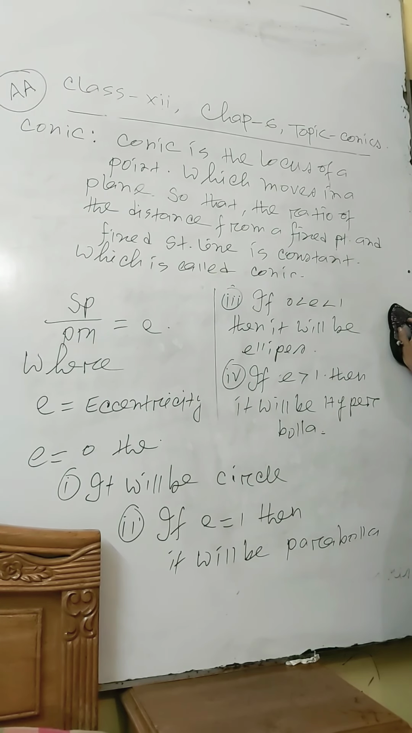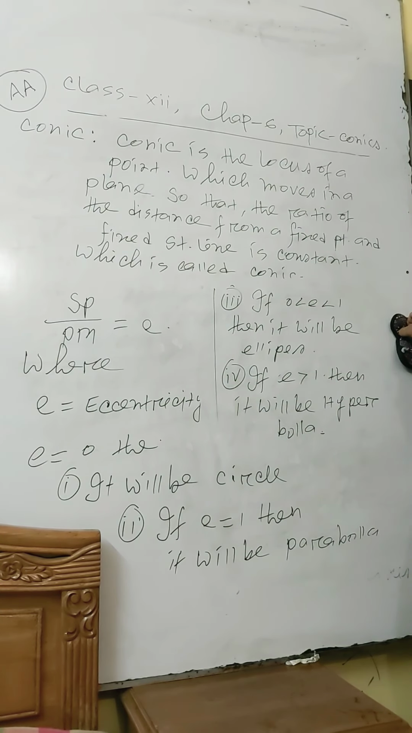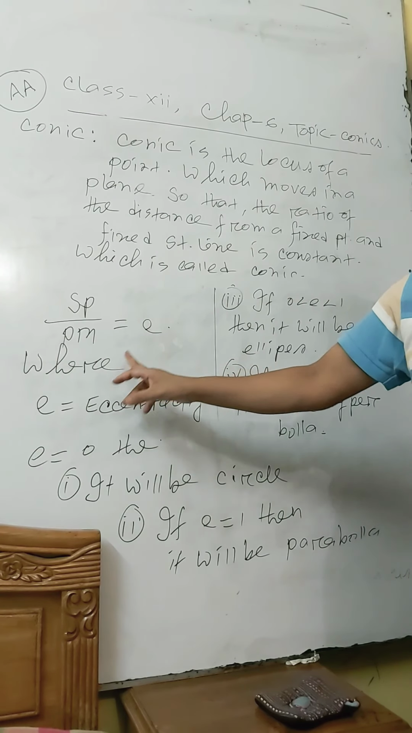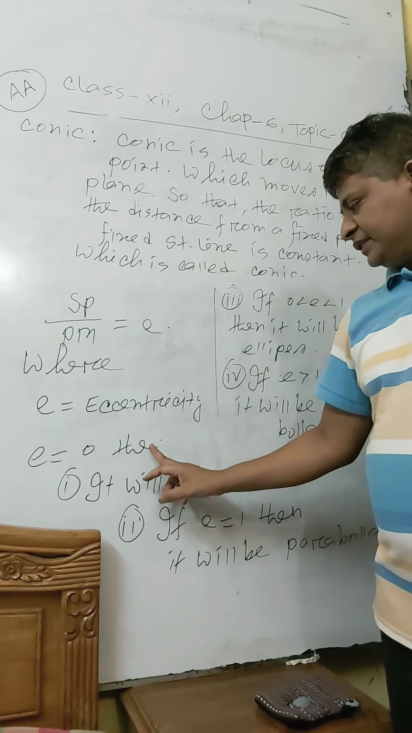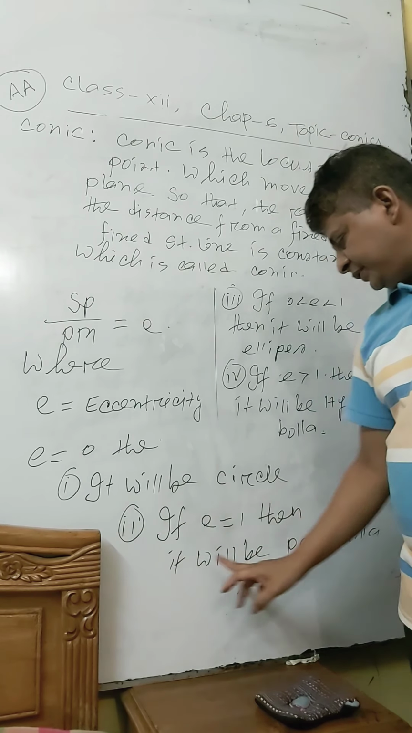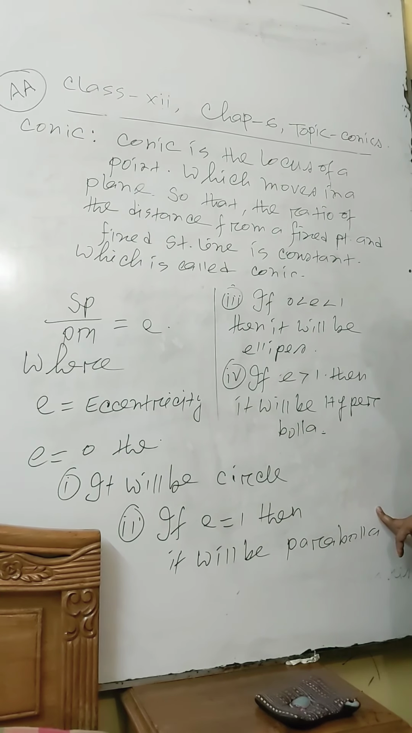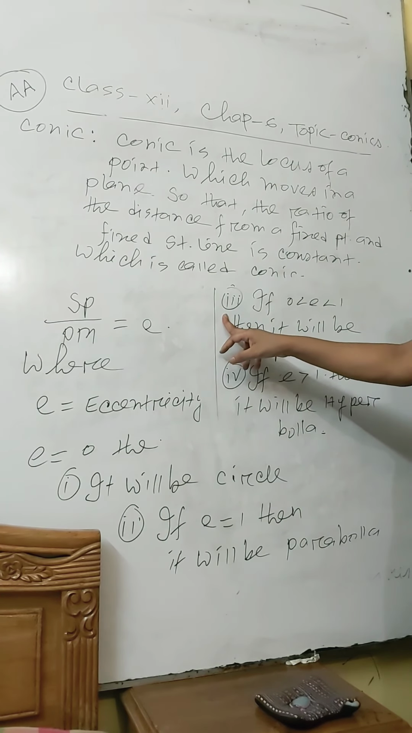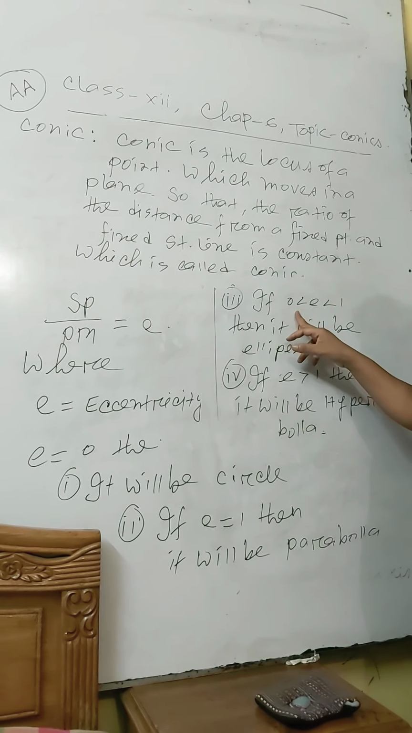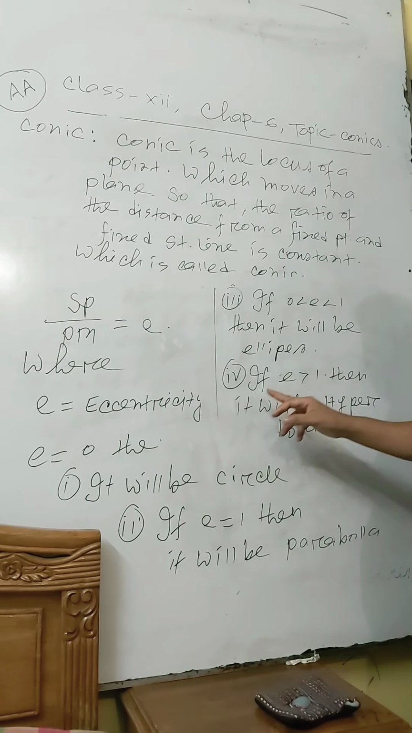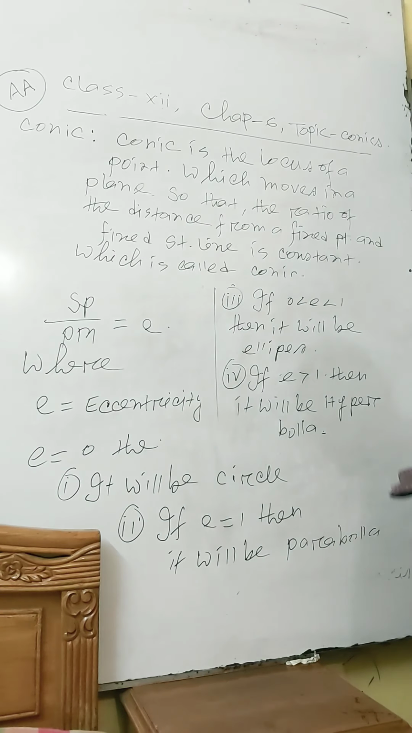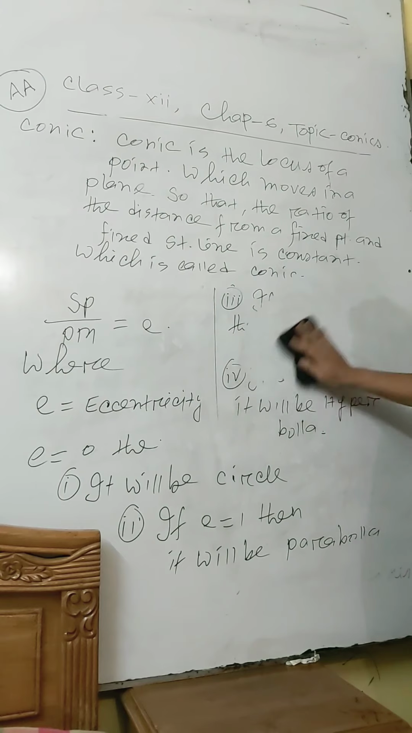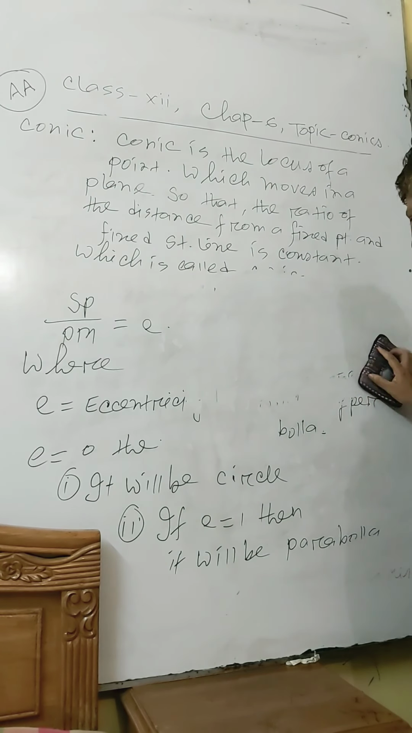What is eccentricity? Again I reply, this is the constant ratio which is generally denoted by e. Here, e equal to 0, in this case it will be a circle. Number 2, if e equal to 1, then it will be a parabola. Number 3, if 0 less than e less than 1, then it will be an ellipse. Number 4, if e greater than 1, then it will be a hyperbola. Let us now give the definition of eccentricity.